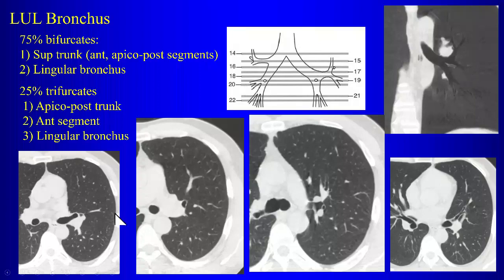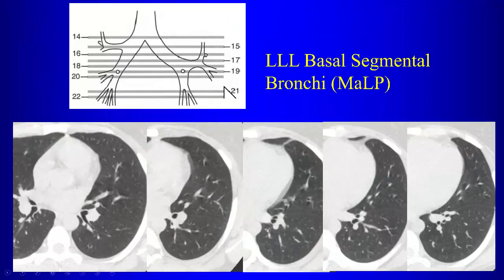So left upper lobe bronchus, superior trunk, and then as we're going higher, you get the apical posterior and then the anterior portion here. When we go lower, then you get into the lingular bronchus. So on the left side, that's where it is a little bit different.